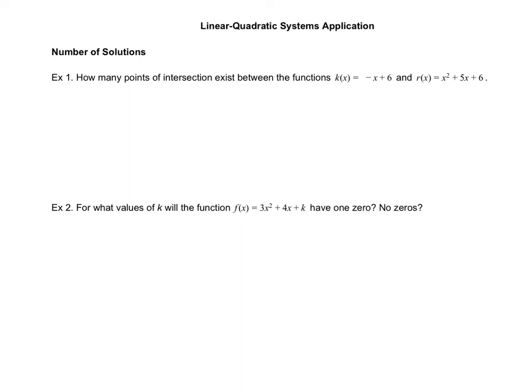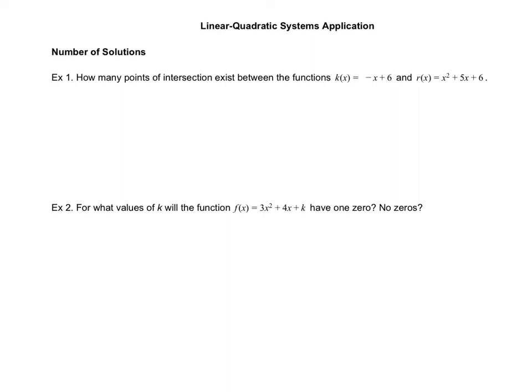In this video, we will be looking at linear quadratic system applications. So just a reminder, a linear quadratic system is made up of a line and a parabola, and the solution is the point of intersection, which can be found using substitution. You can also figure out the number of solutions, or the number of points of intersection, by using the discriminant, which is that b squared minus 4ac part that is under the square root in the quadratic formula.